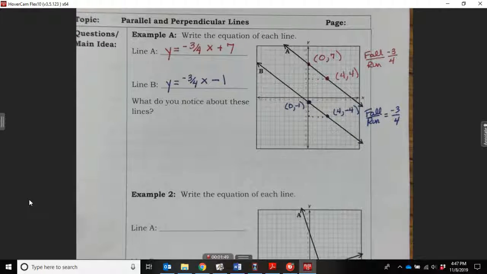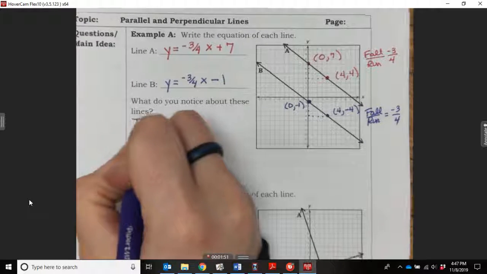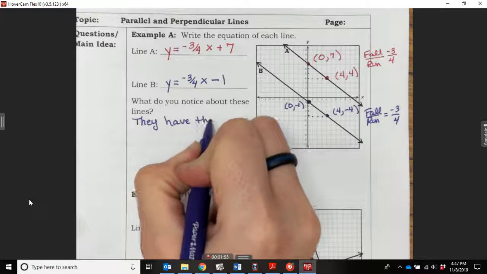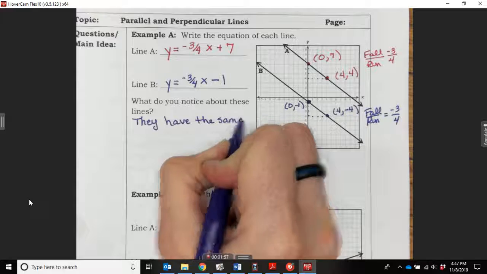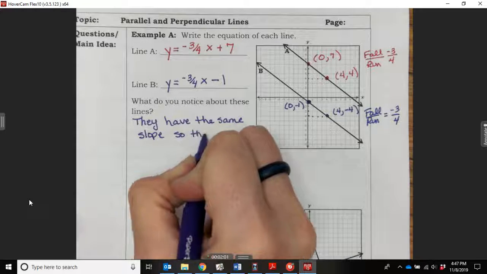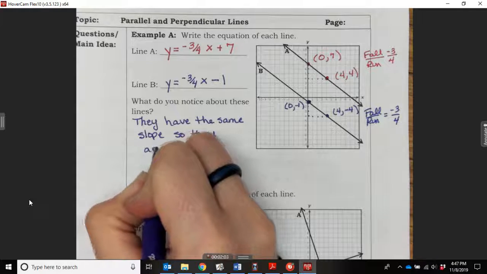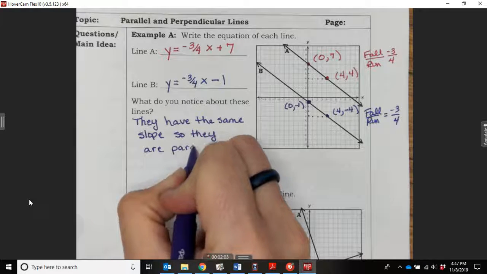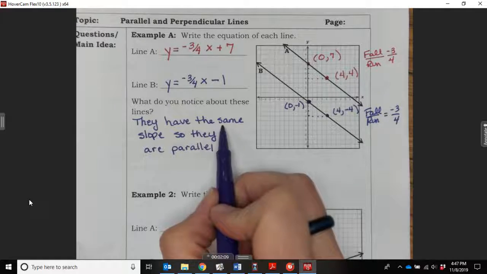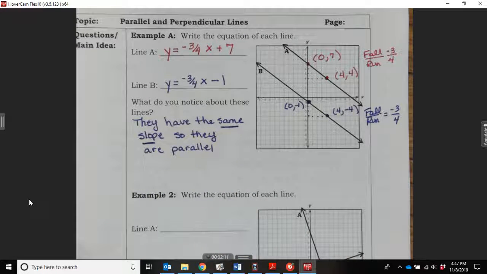And what do you notice about these lines? That they have the same slope. So they are parallel. Okay, that's the definition of parallel, that they have the same slope.